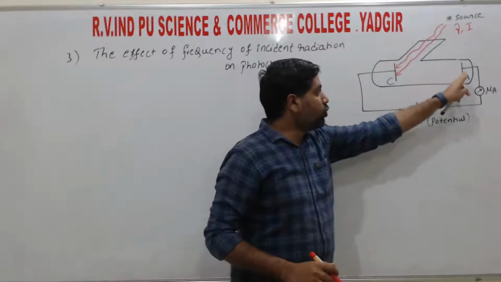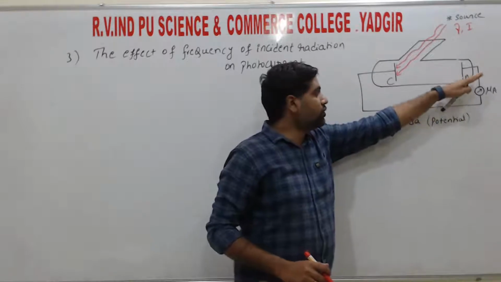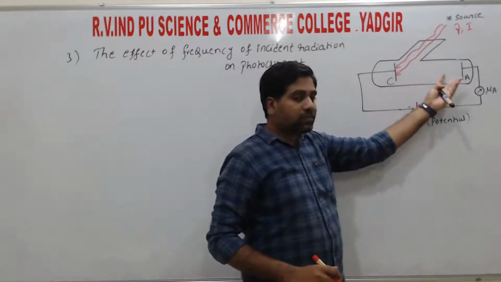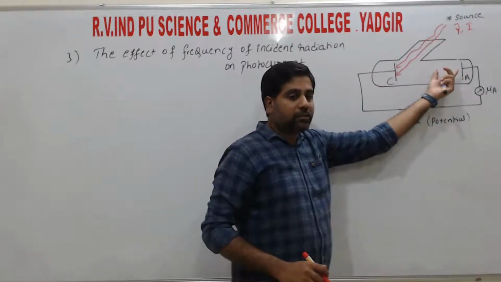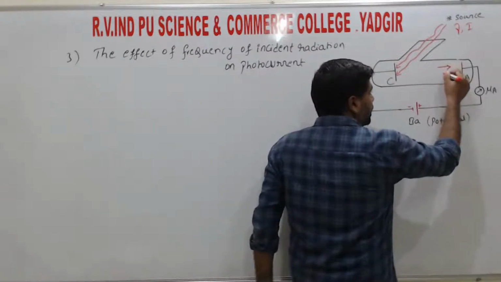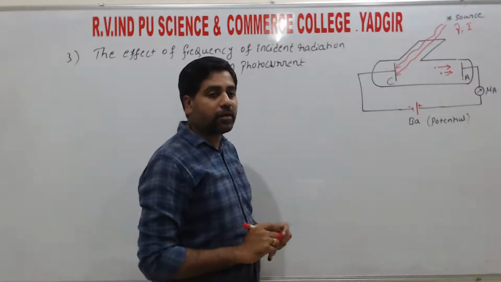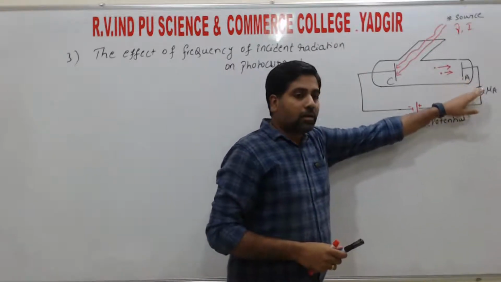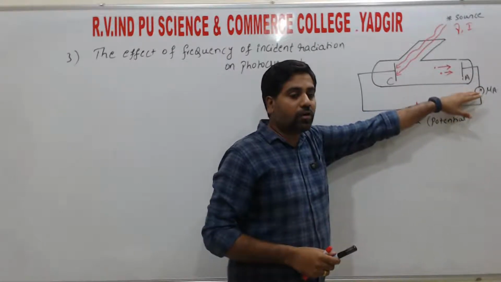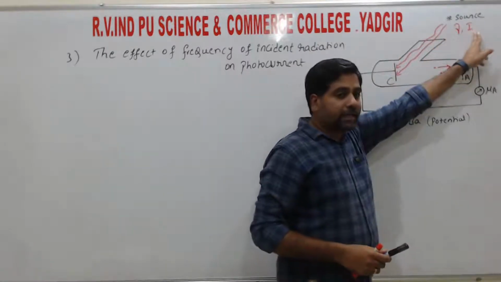When we apply the negative potential, the electrons stored on the collector plate and the emitted electrons have the same charge, hence repulsion takes place between them. Then only the energetic electrons will reach the collector plate. Fewer electrons reach the collector plate, and the photocurrent goes on decreasing and becomes zero for a particular potential, right? For that we kept the frequency and intensity constant.